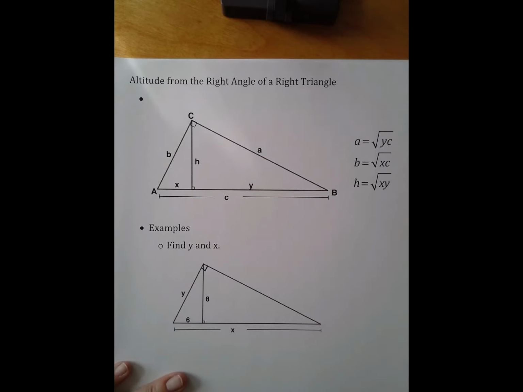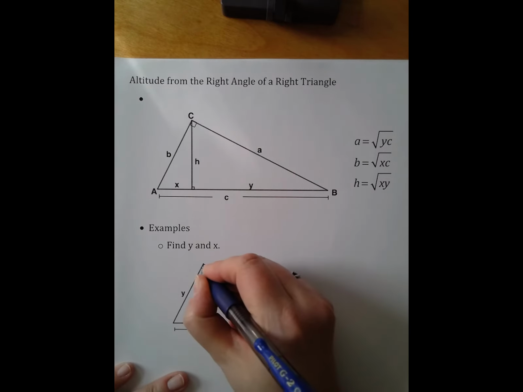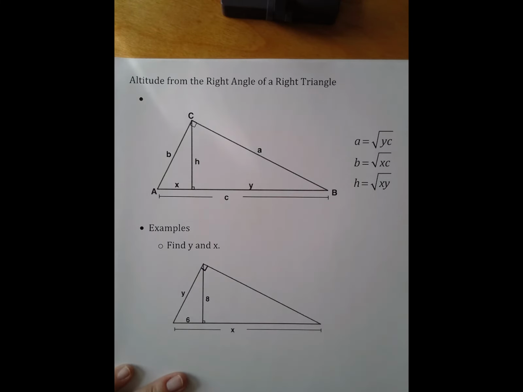So let's do two examples. In our first example, we're given a triangle and we're asked to find x and y. Please note that on the PDF file for these notes, there is a missing right angle notation at the top of this triangle, so you'll want to add that. Otherwise, we can't apply the three rules that we derived in class.